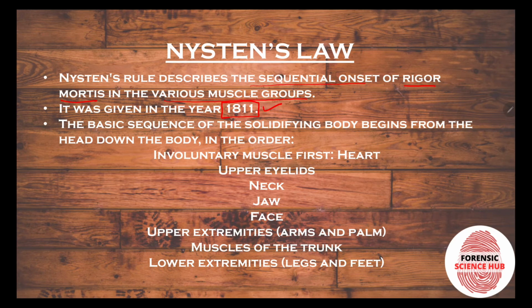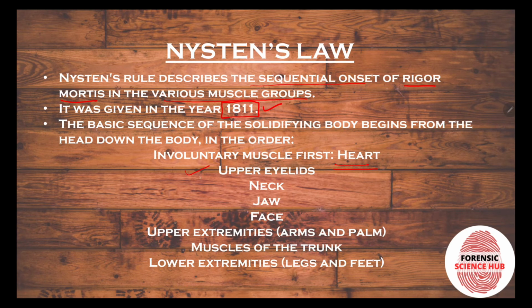So you know what happens in rigor mortis, right? The stiffening of the body occurs. The body starts to become hard. So this solidifying occurs in a certain manner. And this law states that it starts from the upper portion of the body and then it goes downwards. So first the rigor mortis comes in the involuntary muscles, and that too the muscles of the heart, that is the cardiac muscles. So these are the first muscles that undergo rigor mortis.